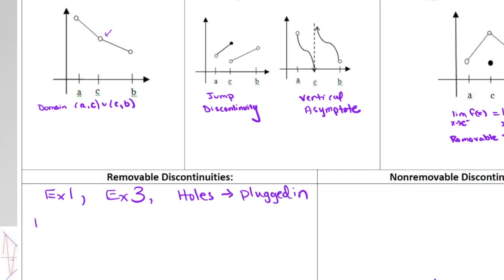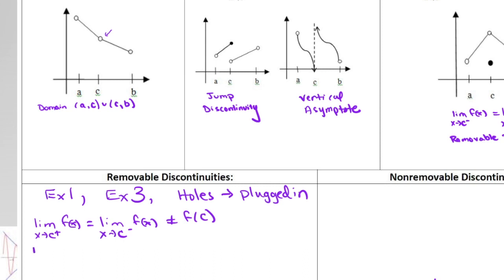And you recognize a hole using the limit notation because the limit as x approaches c from the right of your function does equal the limit as x approaches c from the left of your function, but it does not equal the function evaluated at c. For example 1, it didn't equal the function at c because the function didn't exist at c. In example 3, the function did exist, but the c value was jumped down.